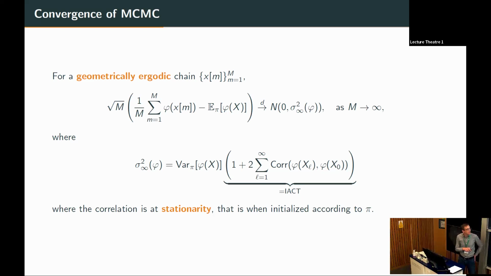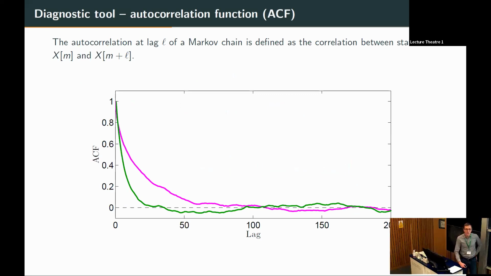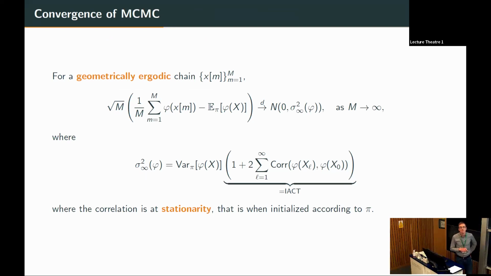which makes sense. And how much worse we're doing depends on the correlation between consecutive states in the Markov chain, and specifically the integration of this correlation function, and this is something which is referred to as the integrated autocorrelation time. And the reason for why I'm showing you this is that it's something that is commonly used in practice as well.